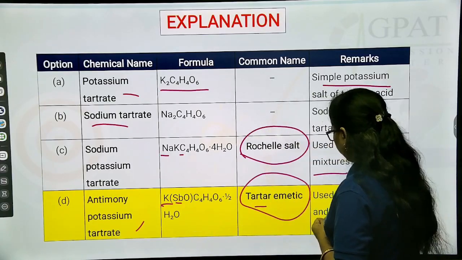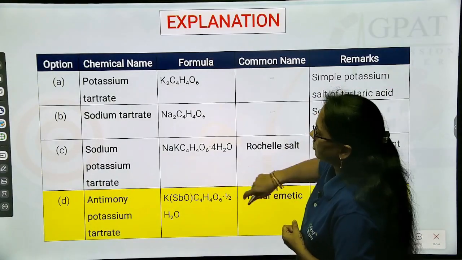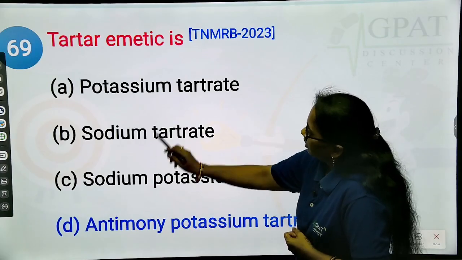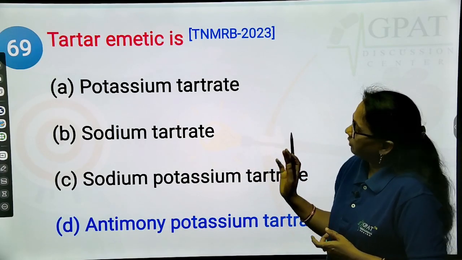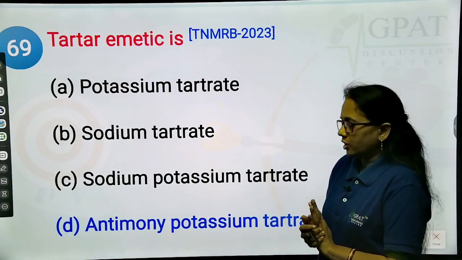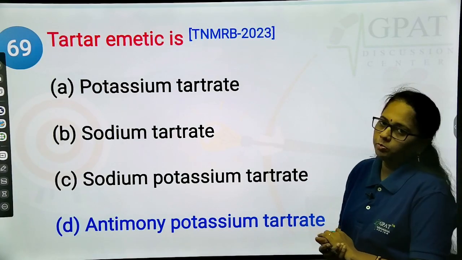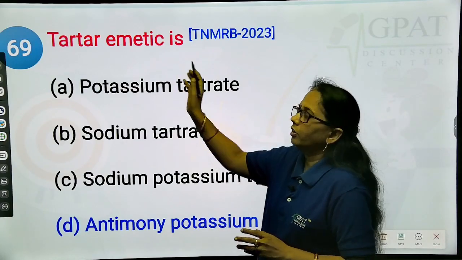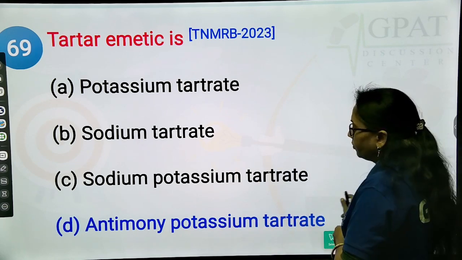So, now let us see the options they have given. So, option B, it is the right answer. Potassium tartrate, sodium tartrate, these are not the emetics. Sodium potassium tartrate, it is a Rochelle salt, whereas antimony potassium tartrate, it is having the common name of tartar emetic. It is going to be used as a emetic.